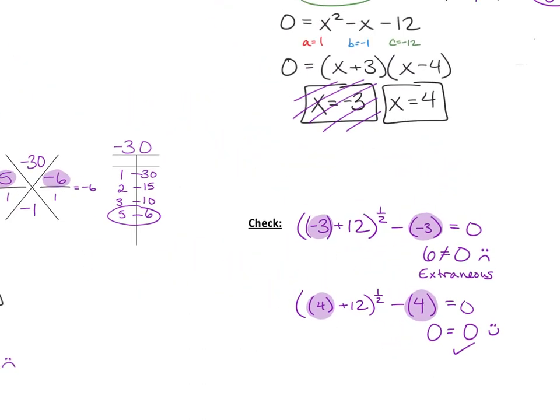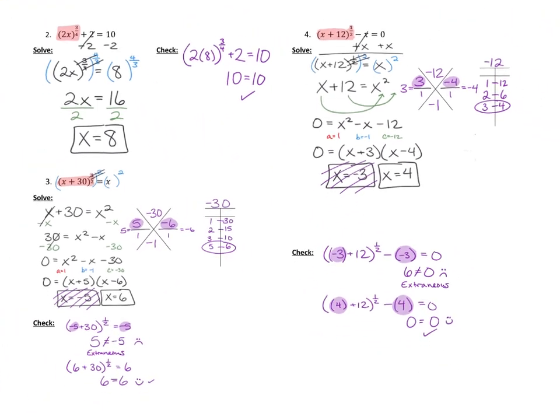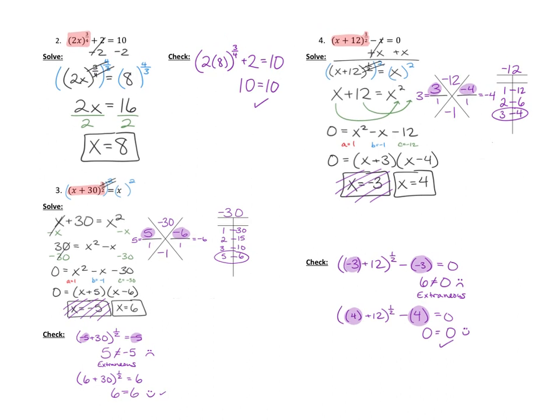Okay, so that's how we kind of do that. That is how we do that. Isolate, raise both sides to the reciprocal power, and solve. Now the solving step might be the one where you have to factor, but y'all are following that pretty well. The solving step might also be easy like problem number 2 where it's not that bad.